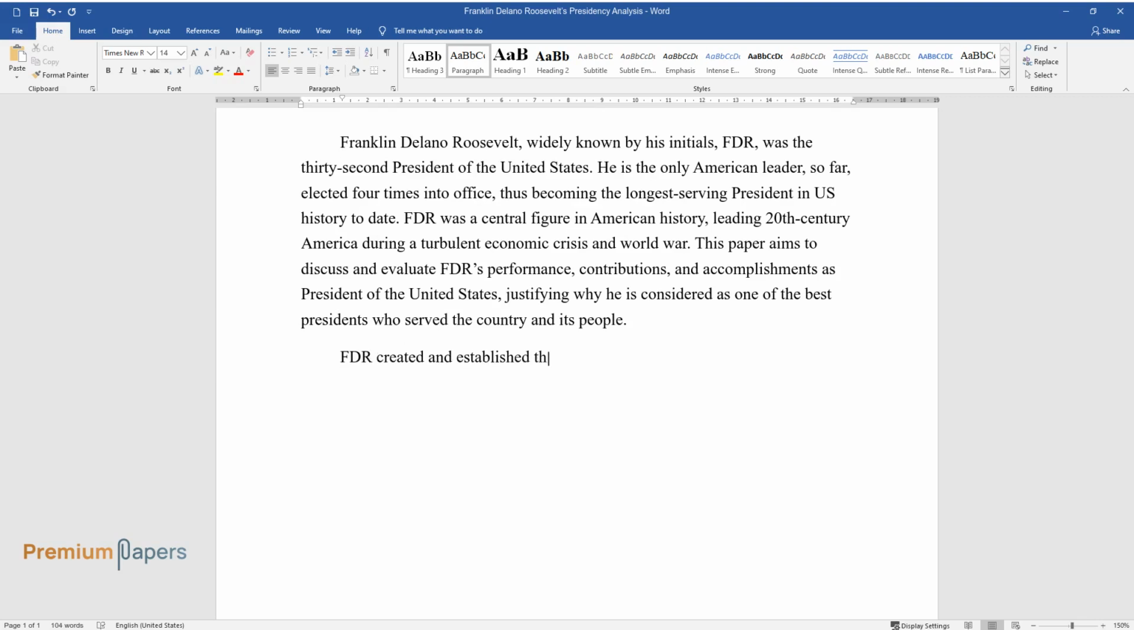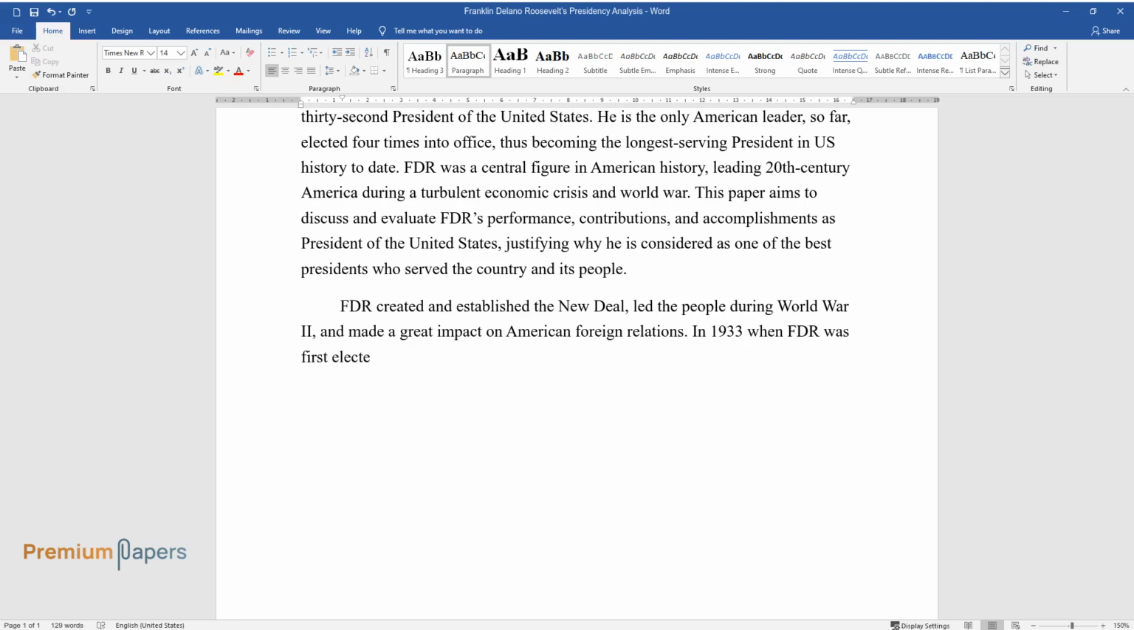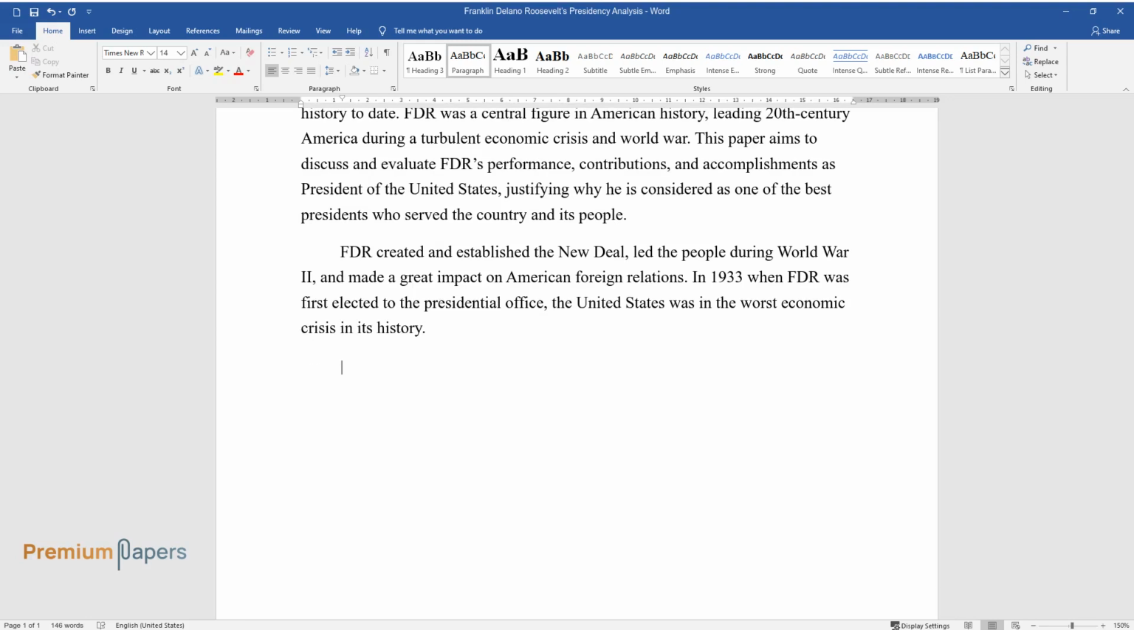FDR created and established the New Deal, led the people during World War II, and made a great impact on American foreign relations. In 1933, when FDR was first elected to the presidential office, the United States was in the worst economic crisis in its history.